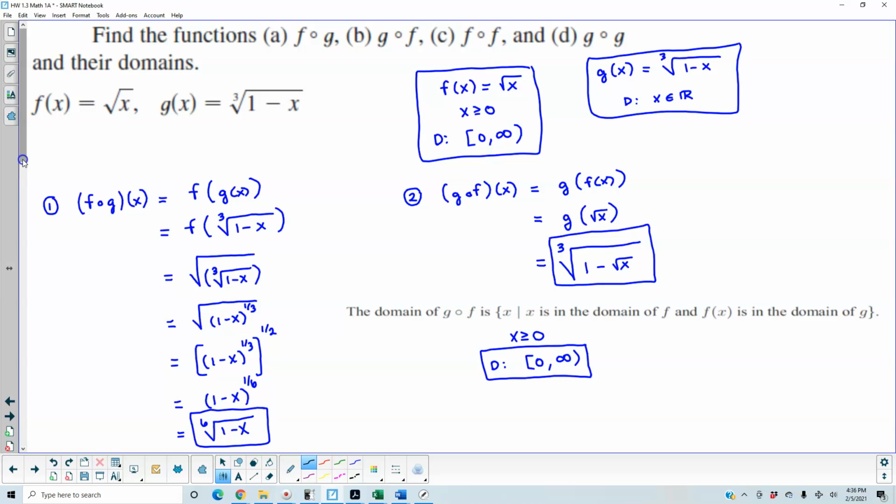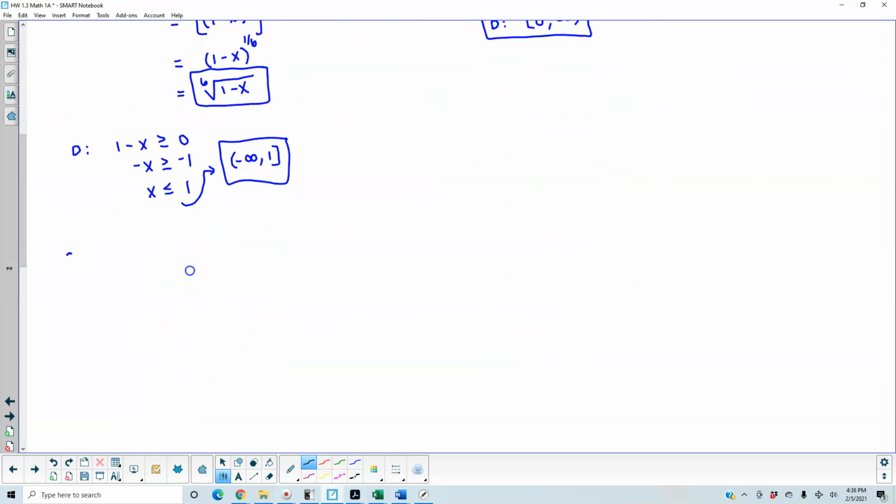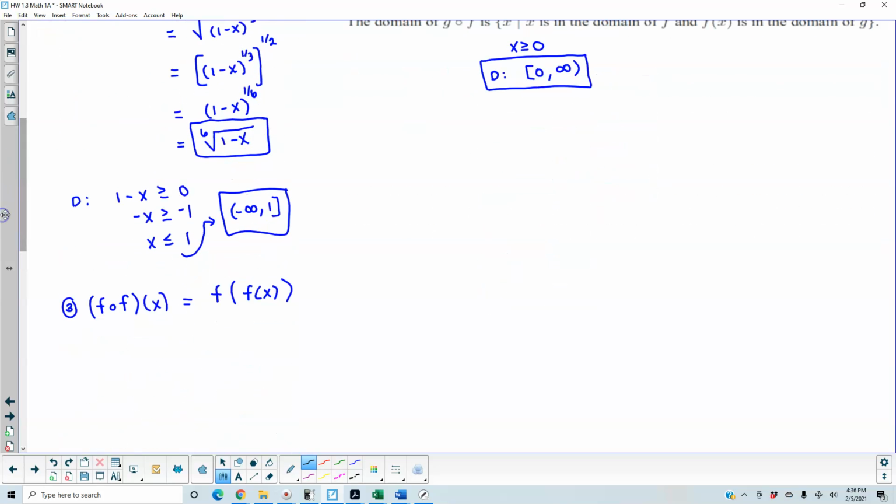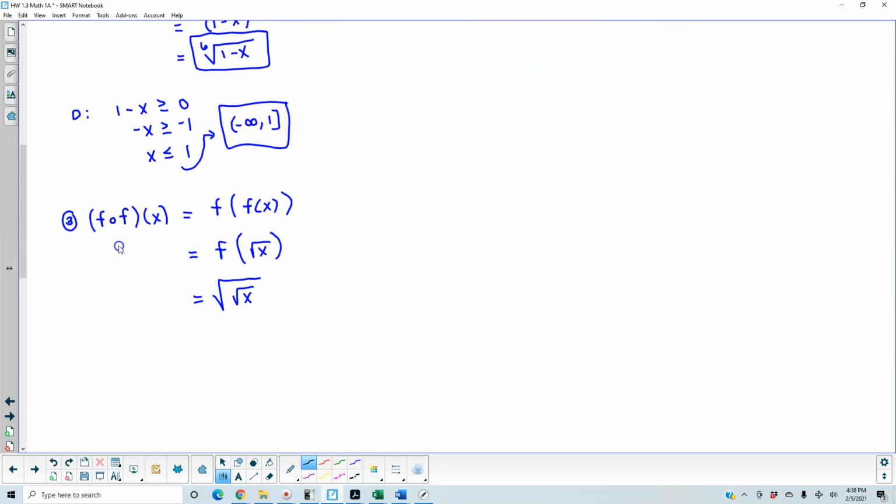Okay, now we want to find f composite f in part C. So for part C, it is f composite f of x, which the definition states is f of f of x, where f of x becomes the input on f. So remember that f of x is the square root of x. So this becomes f of the square root of x. And now the square root of x becomes the input of that function, so therefore this is the square root of the square root of x. Now, just like we did before, this is the same thing as x to the 1/2 raised to the 1/2, which is x to the 1/4, and therefore this becomes the 4th root of x.